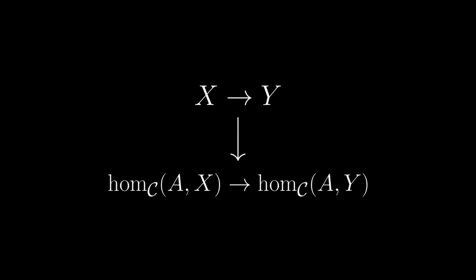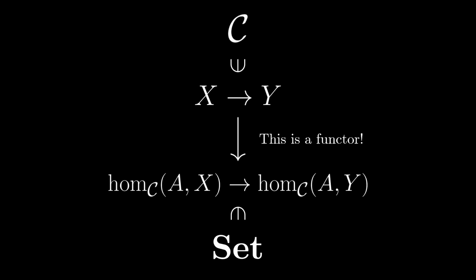As it turns out, every morphism x to y induces a function from the Hom set of A and x to the Hom set of A and y. So, this is just a morphism between two sets in Set, and the whole thing describes a functor from the original category to Set.